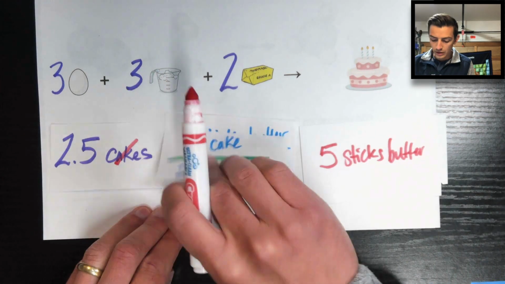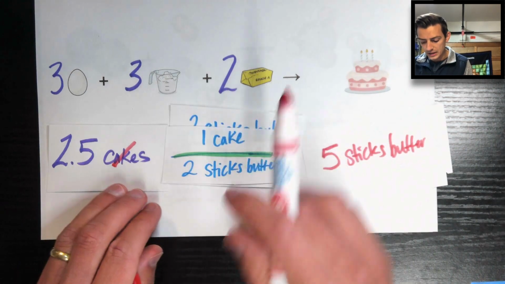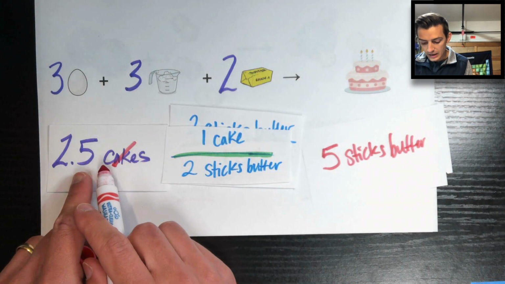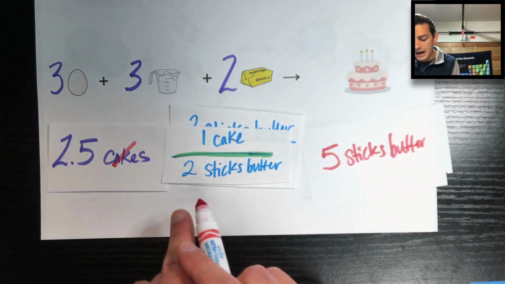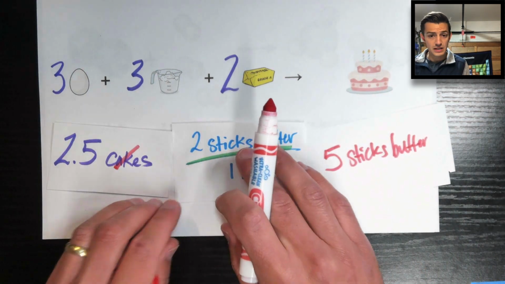If I had used this one, I couldn't have canceled the cakes out. And it also doesn't make sense logically because if I have 2.5 cakes and I want to see how much butter I need, if I had 1 cake, I'd need 2 sticks of butter.